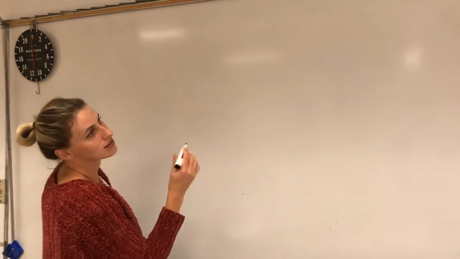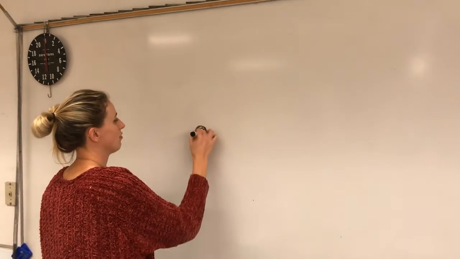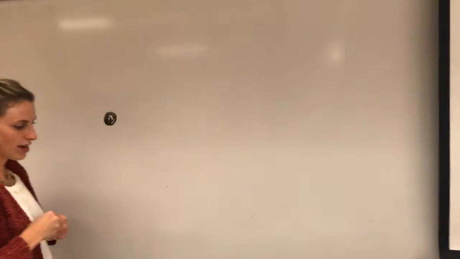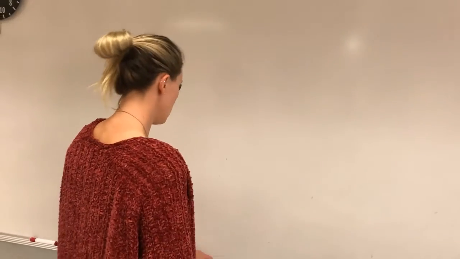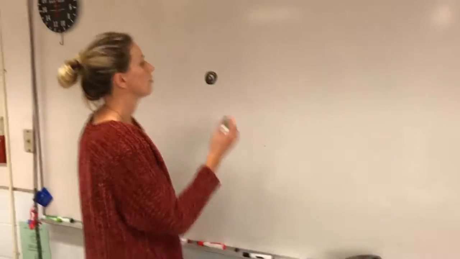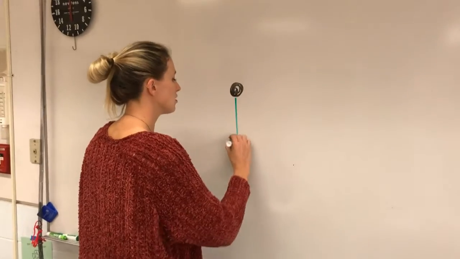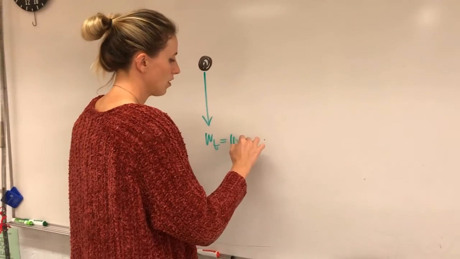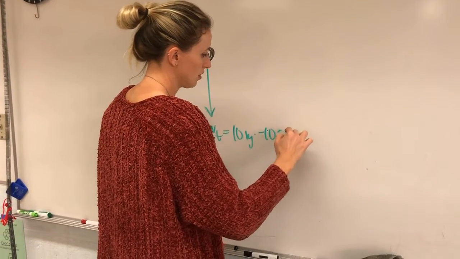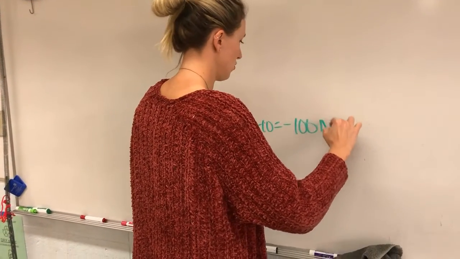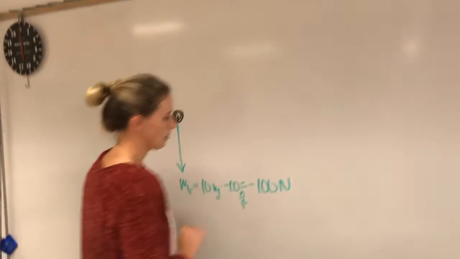Okay, here's our box sitting on the floor. It's at rest, chilling. Now, if it's at rest, it's not moving, no acceleration. Net force should be 0. So if it's 10 kilograms, what's the weight going to be? 10 times negative 10 equals negative 100 newtons. Sweet. Okay.